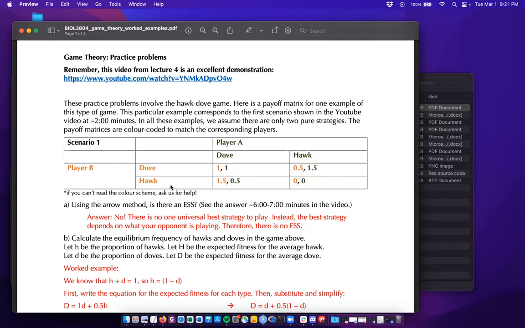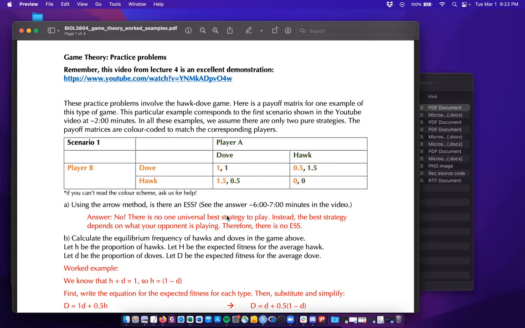If B plays hawk, then what should A do? They should play dove in that case. Exactly. So if we have a different best move for A depending on what B is doing, that means there is no ESS. It means the best option for A depends, and so there's no one universal best. I hope you guys are hearing me okay.